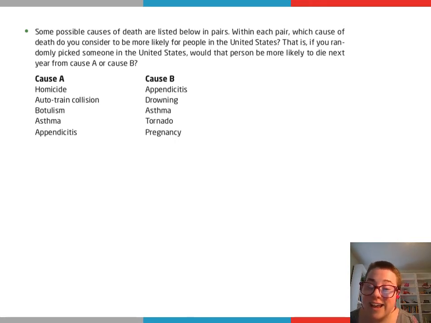So, this is the second question that I asked you guys to answer on your worksheet, right? So it says some possible causes of death are listed below in pairs. Within each pair, which cause of death do you consider to be more likely for people in the United States? That is, if you randomly picked someone in the United States, would that person be more likely to die next year from cause A or cause B? Okay, so I wanted you guys to choose between each pair, cause A or cause B.